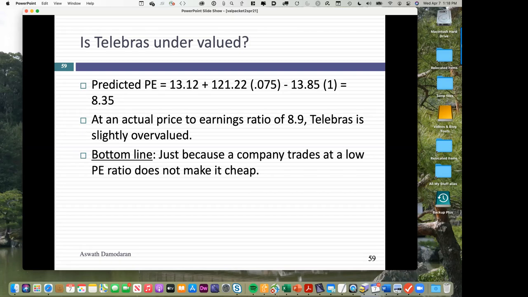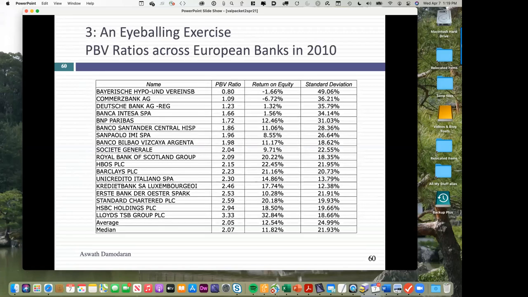Remember why Telebras looked cheap to me? It was trading at 8.9 times earnings, but after controlling for its low growth and the fact that it's an emerging market company, guess what I find? Even though the PE ratio looks low, it's actually overvalued given its growth and risk characteristics. The advantage of regressions is they cut past the storytelling and give you a way of bringing the data into play. Any questions on that telecom regression?